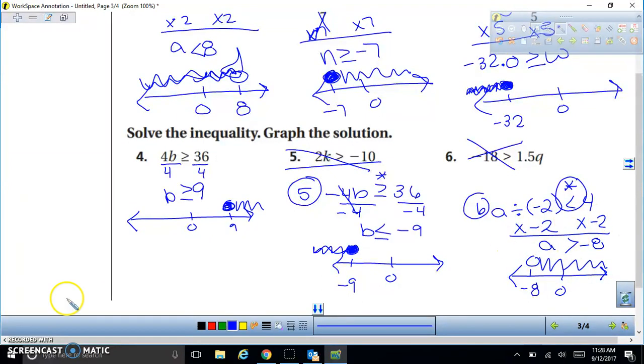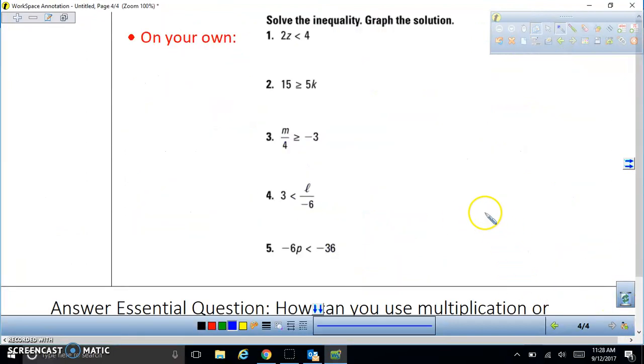The biggest thing here is that you flip your sign. When you're adding and subtracting, you didn't have to flip your sign. When you're multiplying or dividing by a positive, you don't flip your sign. The only time you flip your sign is when you multiply or divide by a negative. All right, here are your on your own problems. Go ahead and try these on your own, and when you're ready to go over your answers, please press play.